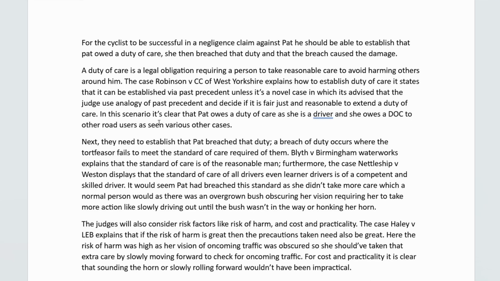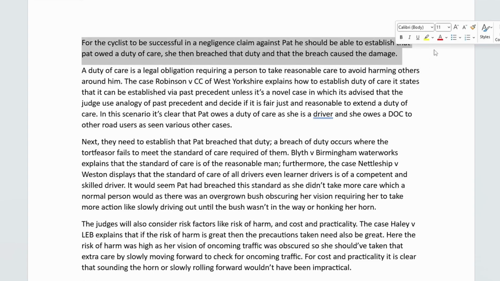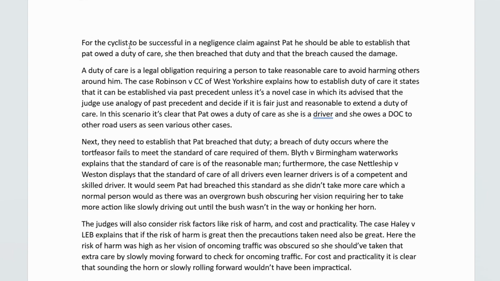So here's the answer that I wrote. I've done a brief introduction. So for the cyclist to be successful in a negligence claim against Pat, he should be able to establish that Pat owed a duty of care, she then breached that duty, and that the breach caused the damage. So I've outlined the main legal points that I will go over in my answer. Start off with duty of care, case Robinson.